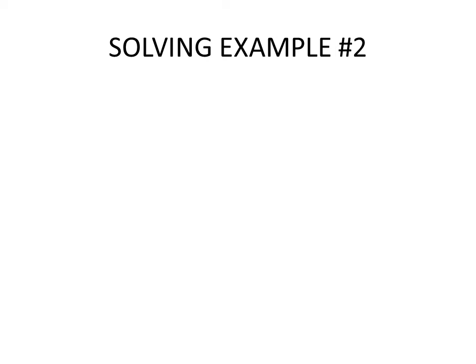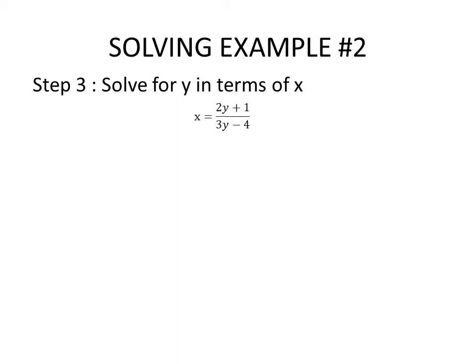We are now going to step number 3. Step number 3, solve for y in terms of x. So we have now x is equals to 2y plus 1 over 3y minus 4. We are going to multiply that by 3y minus 4. So you will have x times 3y minus 4 is equals to 2y plus 1. Distributing x, you would have 3xy minus 4x is equals to 2y plus 1.